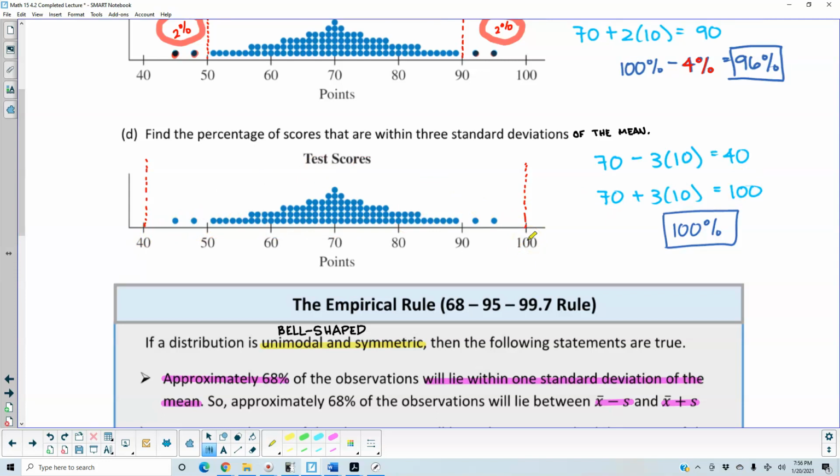Well, we know that this entire dot plot has 100% of its scores within 40 and 100. So the percentage of scores that are within 3 standard deviations of the mean is 100%.